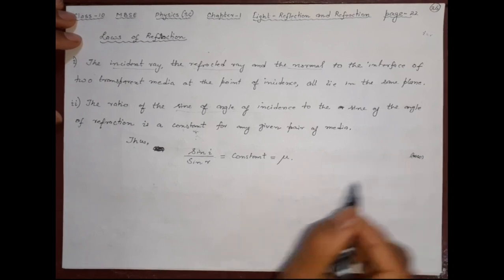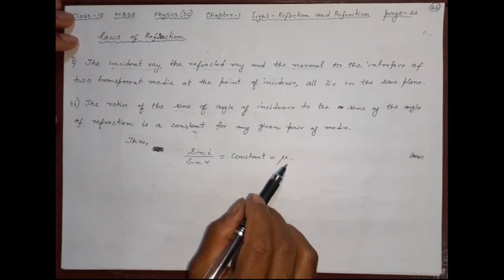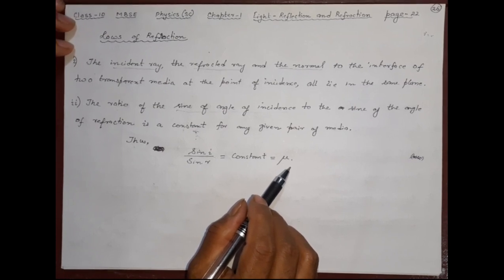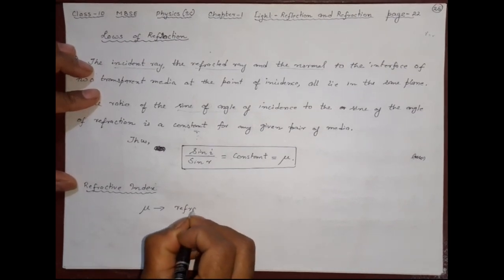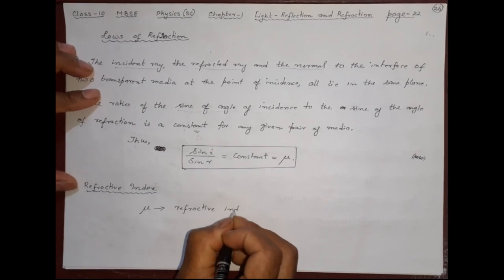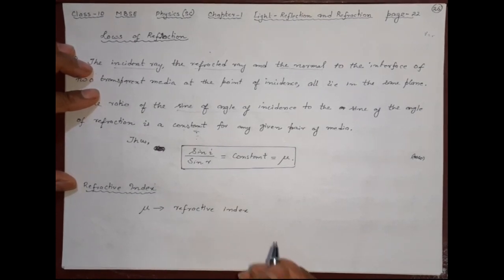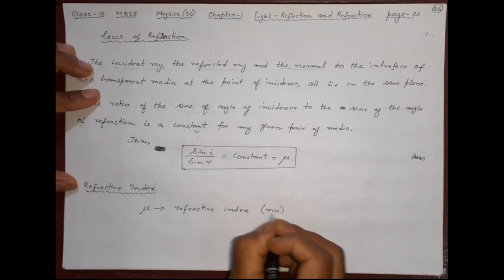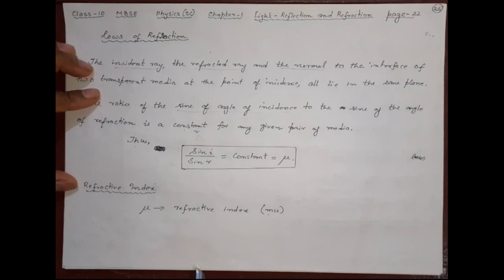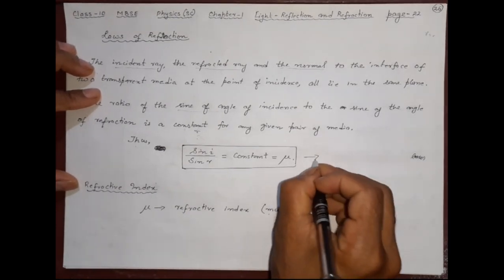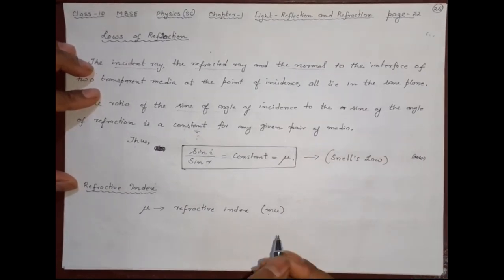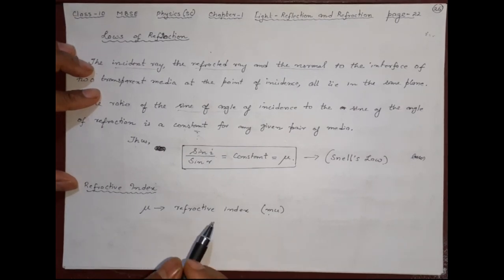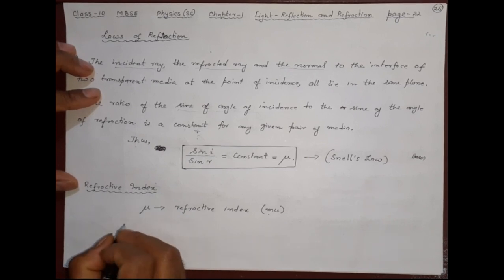Mu is the pronunciation of this. This is also called the refractive index of the medium. That is our new topic. This is called refractive index, and it is pronounced as mu. This is how to read it, mu. This is also called Snell's law. Remember the name, Snell's law. The sine value of incidence divided by the sine value of refraction is equal to a constant.